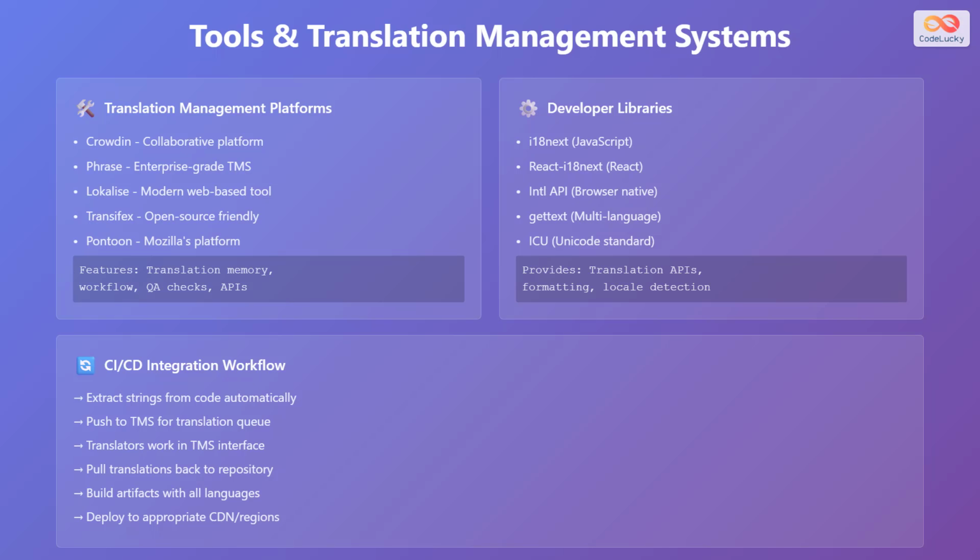Continuous integration and continuous deployment workflow automates the process. You extract strings from your code automatically, push them to your translation management system. Translators work in the TMS interface. You pull translations back to your repository, build artifacts containing all language variants, and deploy to appropriate servers and regional content delivery networks.